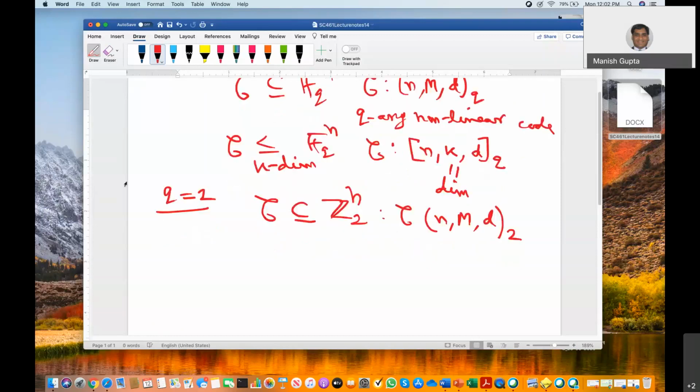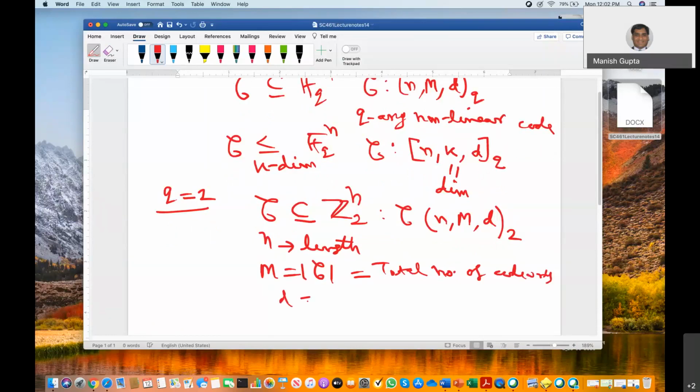So what is n? n is nothing but the length. Capital M is the cardinality of C, which is nothing but the total number of code words, and d is nothing but the minimum Hamming distance.